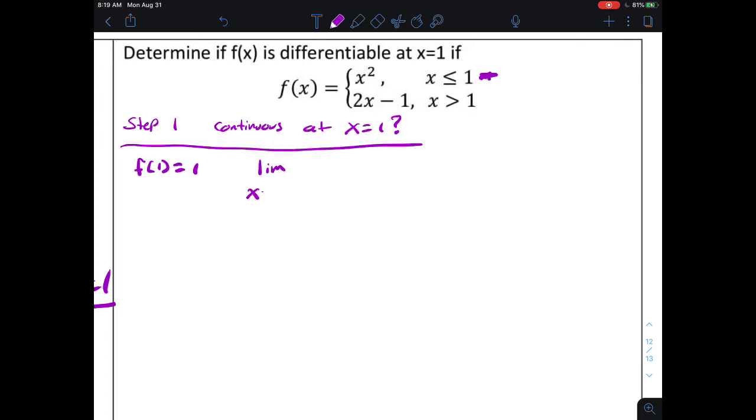Now we're going to look at our limits. So the limit as x approaches 1 from the left for f of x. I basically just put in x squared, I get 1. And then I want to look at the limit as x approaches 1 from the right for f of x. And so I put it into the bottom equation. That's going to be 2x minus 1. So 2 times 1 minus 1 also gives me 1. So the limit exists because both left and right sides equal 1. And it equals what the function is defined at. So it is continuous at x is equal to 1.